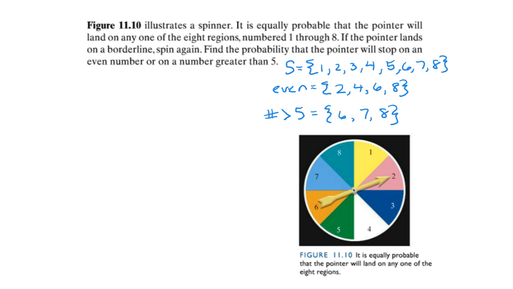Okay, so what we're looking for is the probability that the pointer will stop on an even number or a number greater than 5. We have the word or, and we have to ask ourselves, are these events mutually exclusive? Making sure that there is no overlap of being even and greater than 5. Well, if you take a look over our sets that define even and numbers greater than 5, they overlap because they both have a 6 and they both have an 8. So therefore, these are not mutually exclusive.